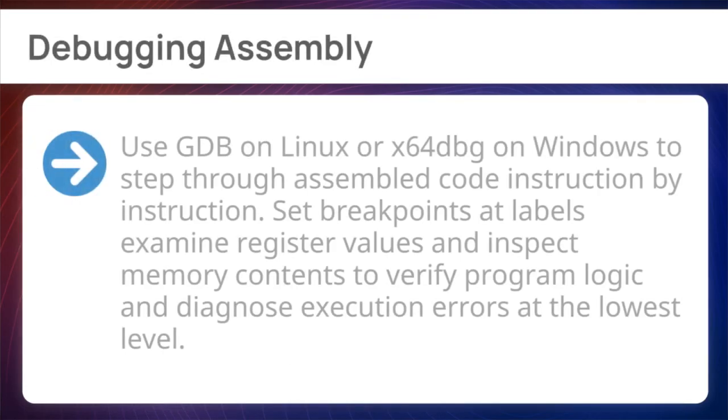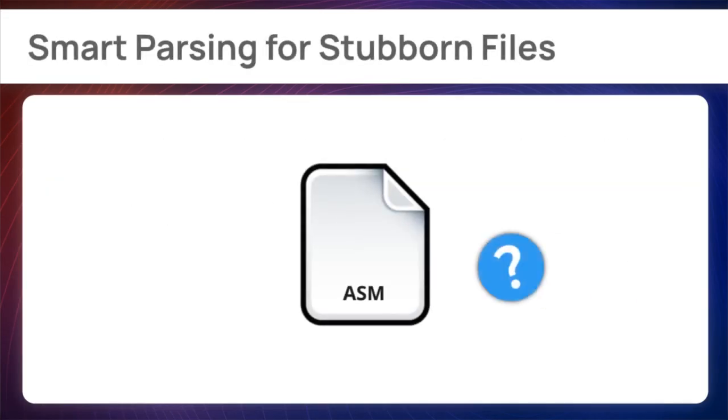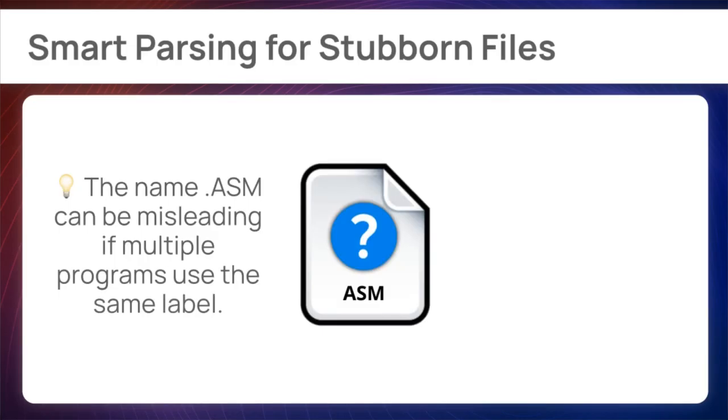Finally, debugging assembly. Use GDB on Linux or x64dbg on Windows to step through assembled code instruction by instruction. Set breakpoints at labels, examine register values, and inspect memory contents to verify program logic and diagnose execution errors at the lowest level.